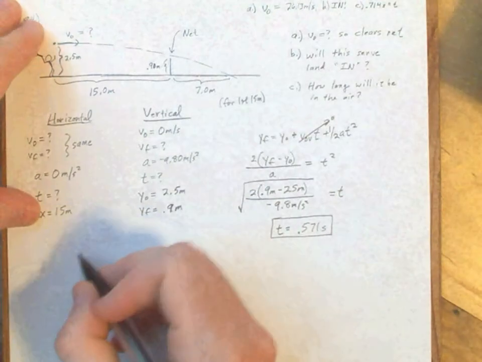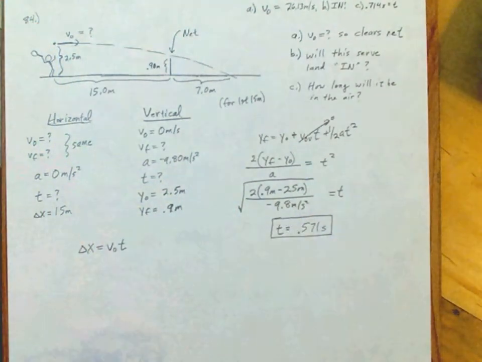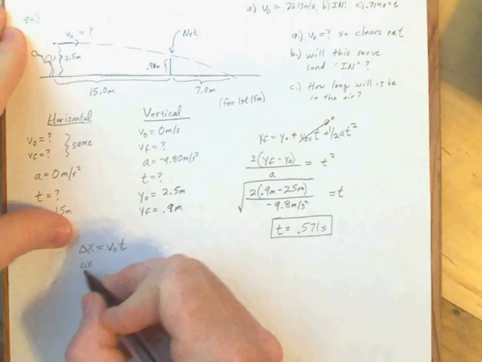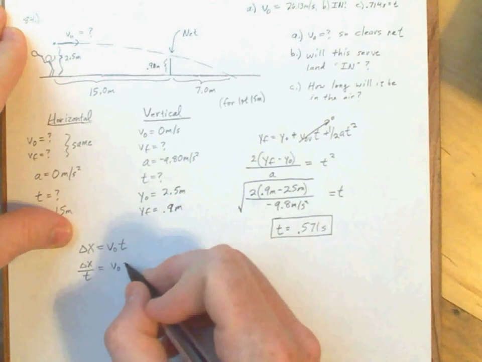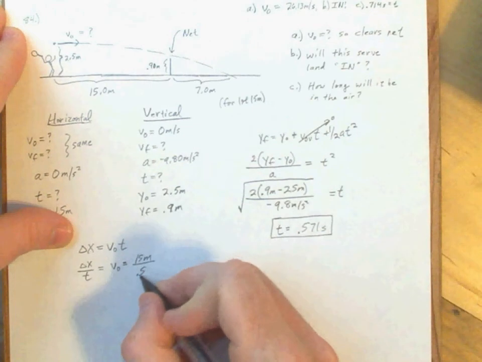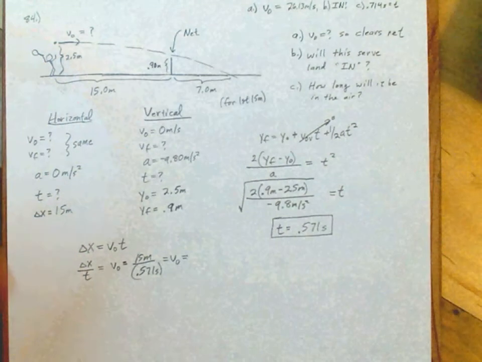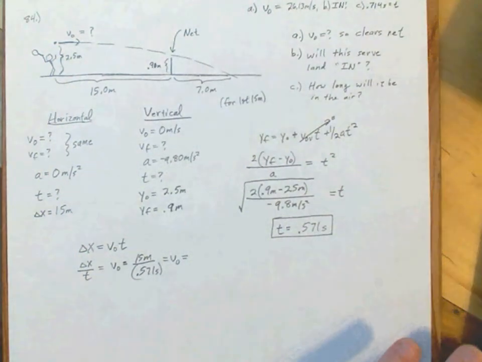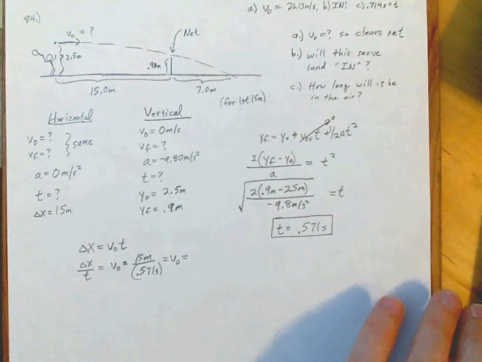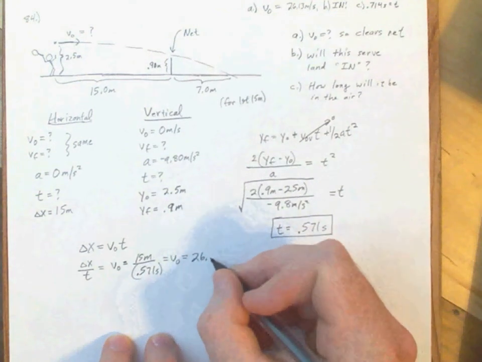Now to find that horizontal speed, do delta x equals v original times time. V original, v final, v average are all the same horizontally. Delta x over t is equal to v original. Delta x is 15 meters, t is 0.571 seconds. So the speed I've got to hit that ball at is 15 divided by 0.571. I get 26.25 meters per second.